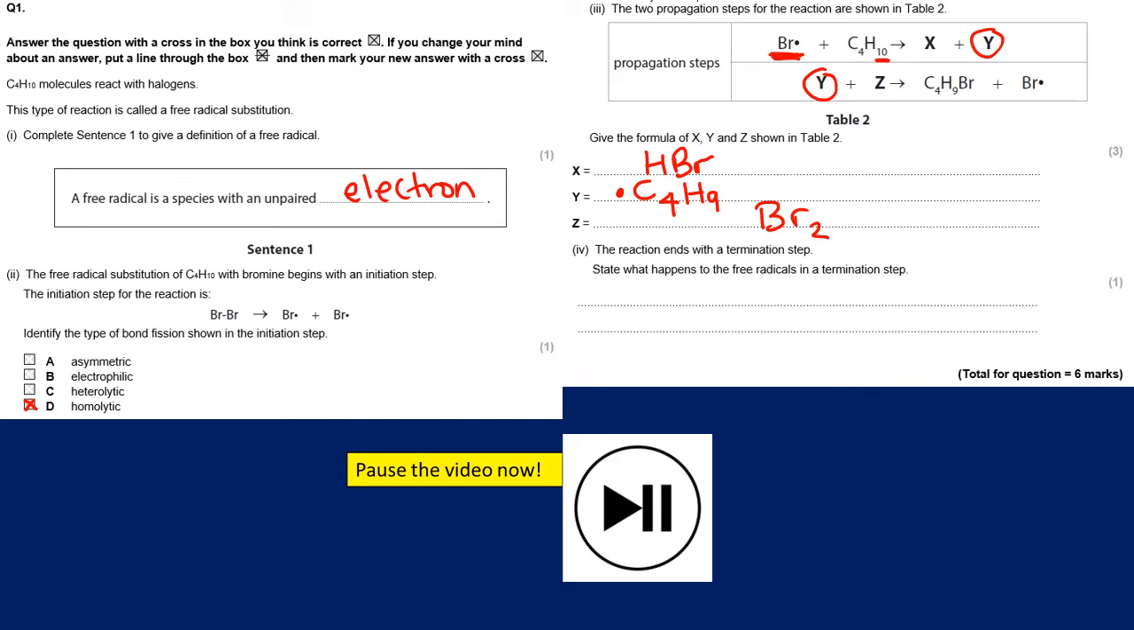And part 4, finally, the reaction ends with a termination step. Suggest what happens to the free radicals in a termination step. Well, two free radicals can come together. In this case, it's bromine, so I'm going to go with bromine. So two bromine free radicals can come together to form bromine. So the two free radicals come together to form the halogen.